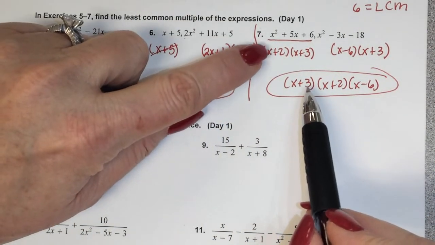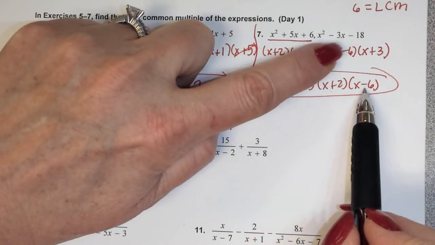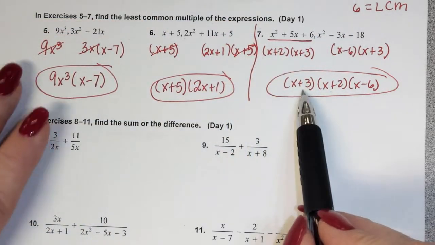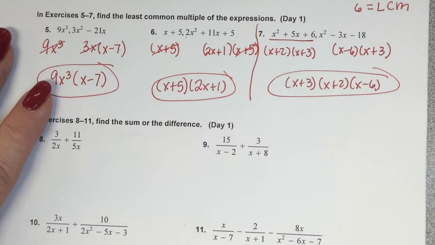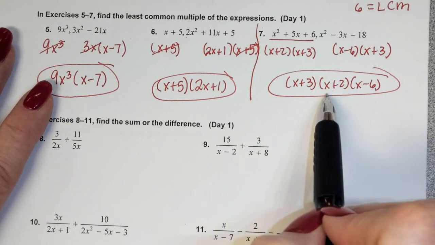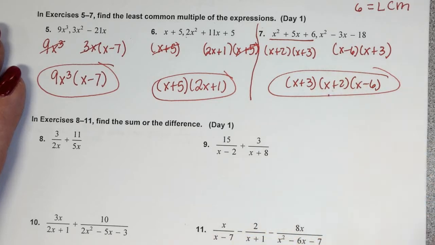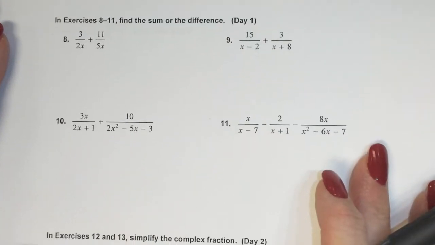So check. This one has to be in there. This one has to be in there. This one must be in there. And that one is already in there. So we're good. That would be the common denominator. If we had this and this as a denominator, that's what we would use for the common denominator. Okay? All right, let's do some problems now.